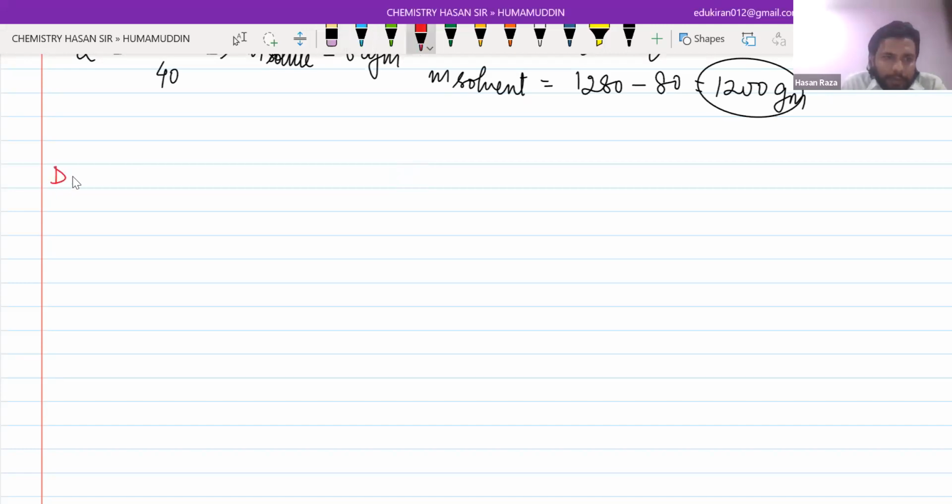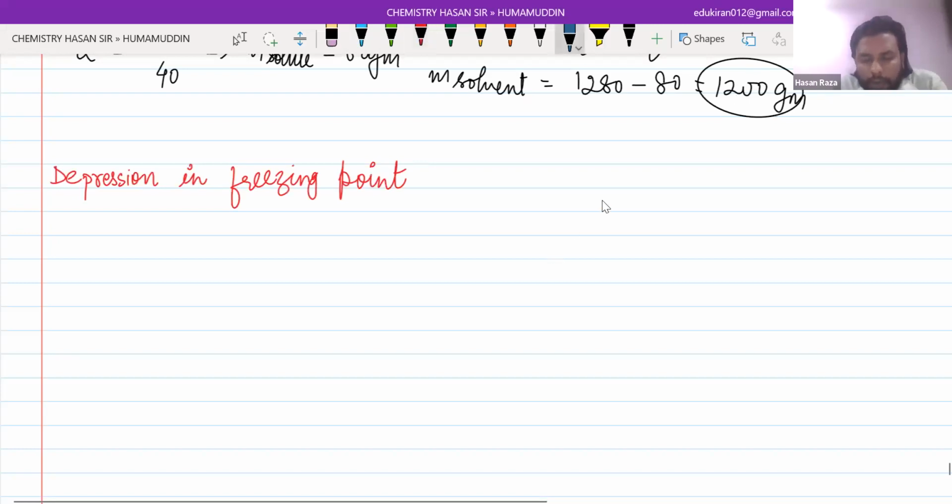Depression in freezing point. See what happens when you add a non-volatile solute in a volatile solvent. The vapor pressure decreases, and hence the freezing point will also decrease. So first of all, I'm going to define this freezing point. What is this freezing point?